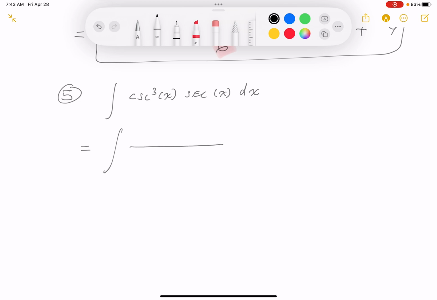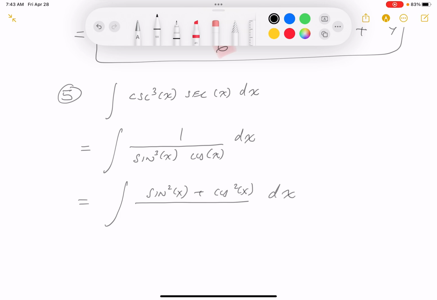That's going to be sine cubed, cosine. And that's going to be 1, and this will be dx over here. All right? The next thing I want to do is look at the number 1 and use a Pythagorean identity for that. And you get sine squared plus cosine squared dx, and at the bottom you get sine cubed x plus cosine x.